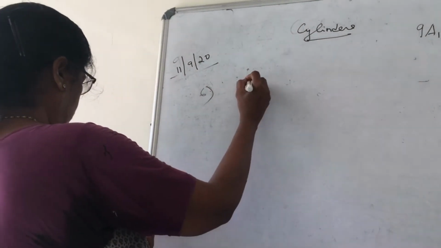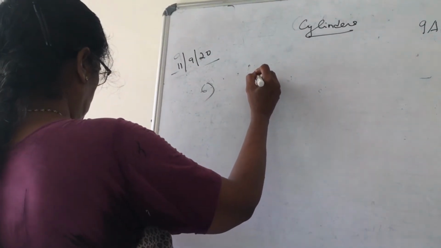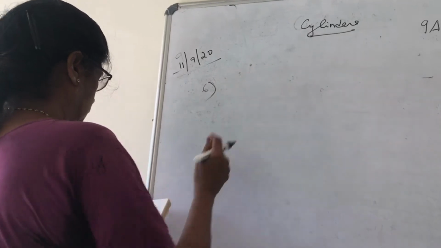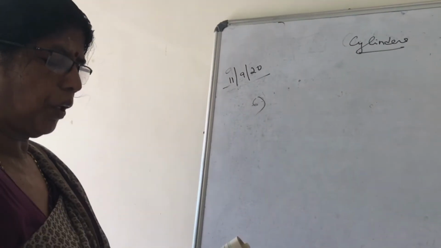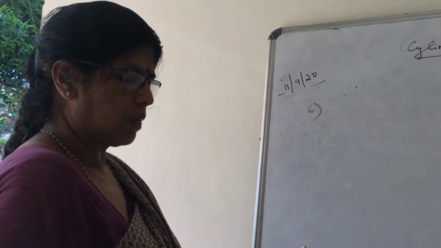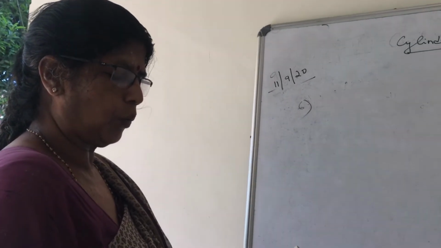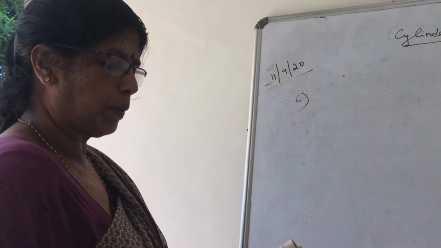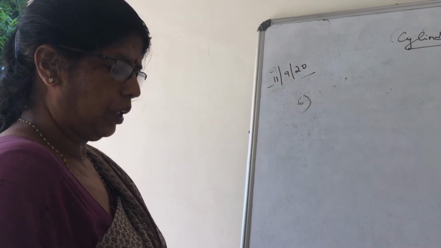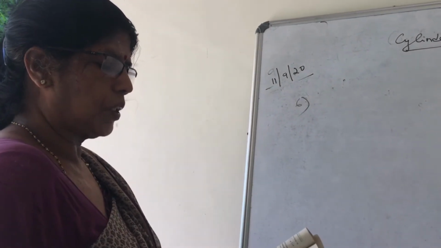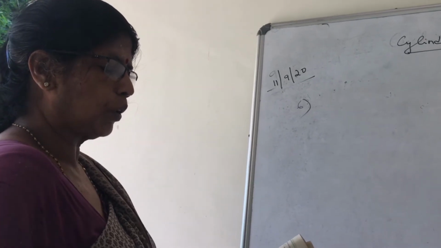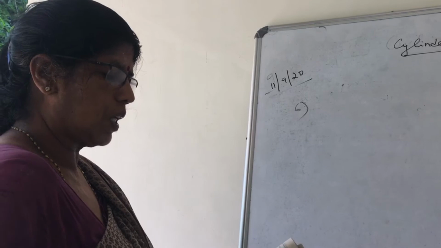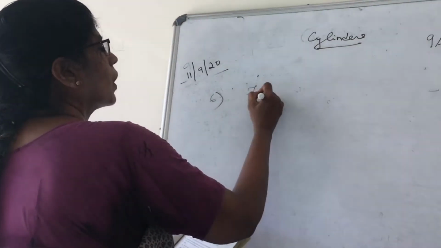The CSA of the right circular cylinder, a cylindrical pillar is 50 centimeters in diameter and 3.5 meters high. Find the cost of painting the CSA of the pillar at the rate of rupees 12 rupees 50 paise per meter square. The pillar is cylindrical in shape and it is painted. So what are you going to find out for the cylindrical pillar? The CSA.